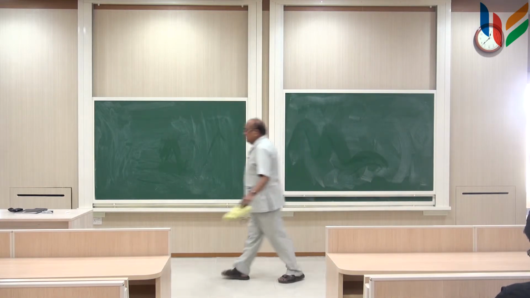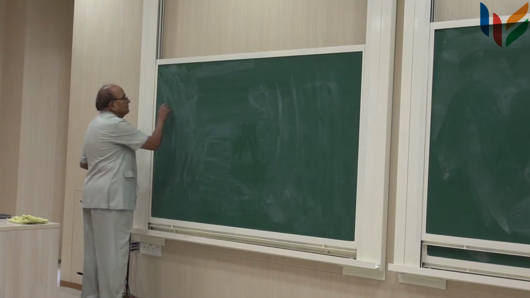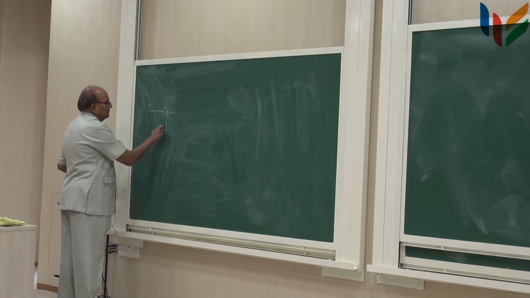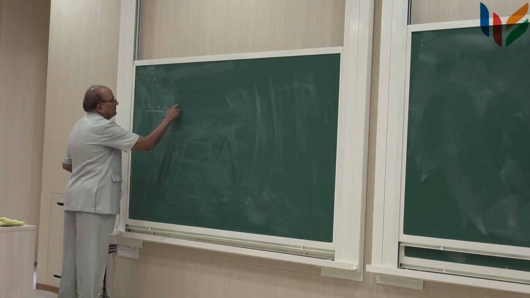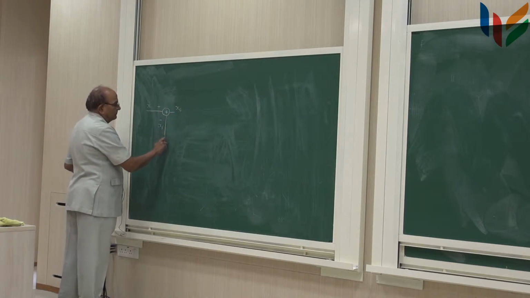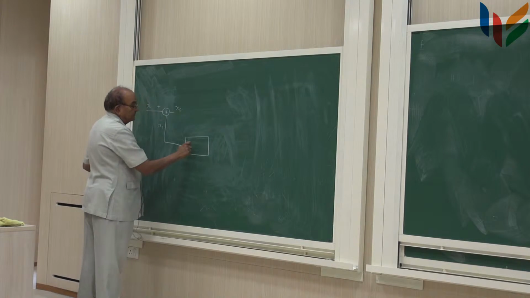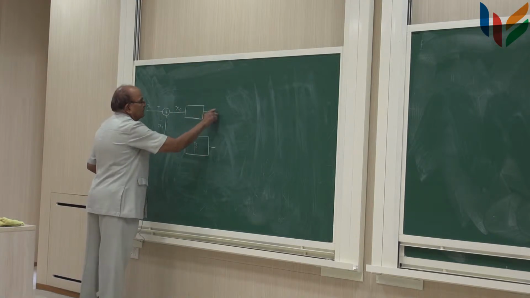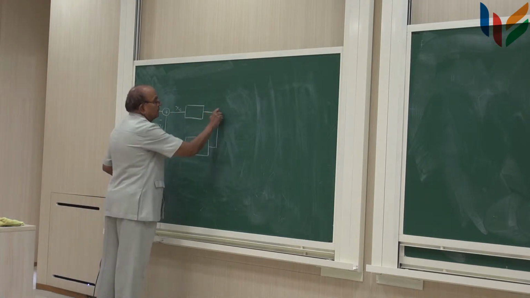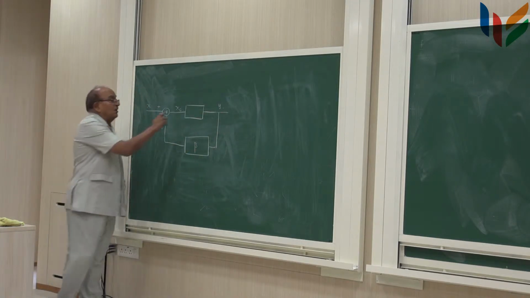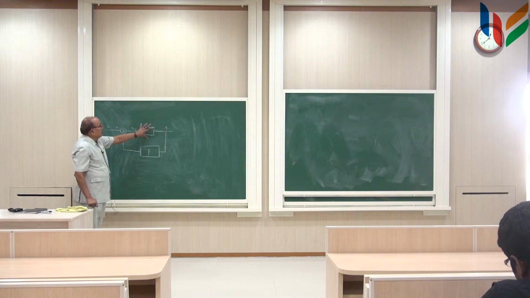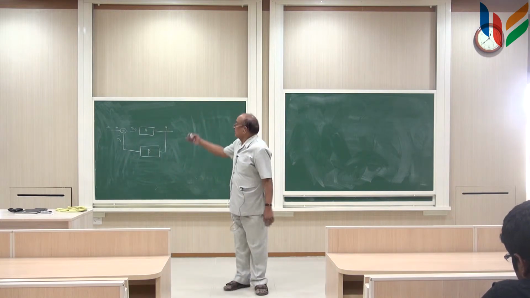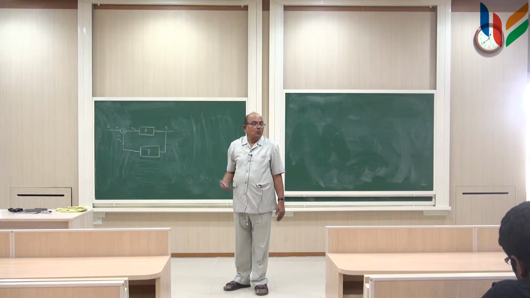So, in the last class we were discussing the feedback. This was the amplifier which we started with an input equal to some x, in this case xc, and gives an output equal to y.